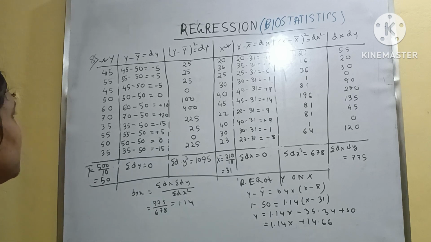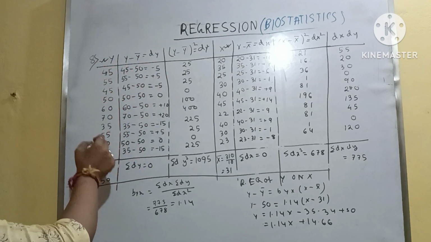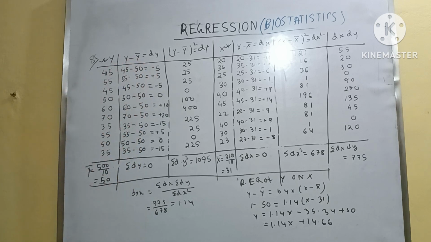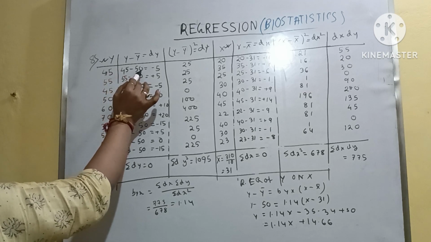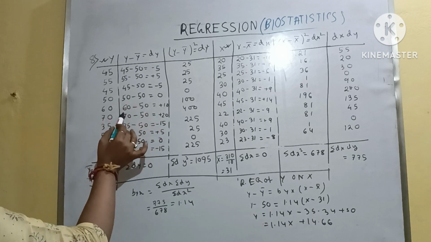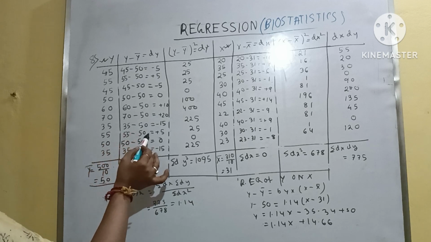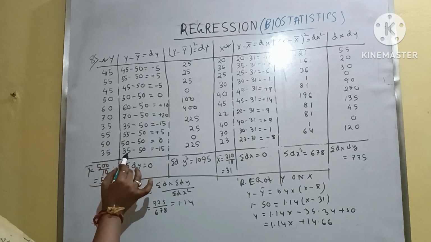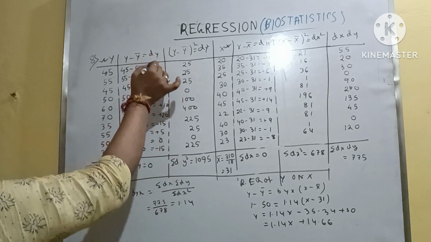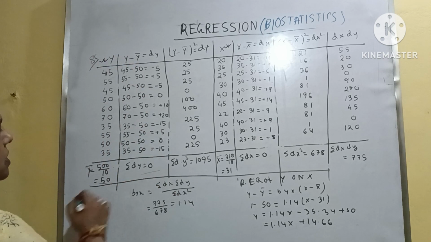Next, summation of dy. How to calculate summation of dy? This is actually y minus y bar. So these are the y values, and you just subtract y bar from the y values. This is 50. So 45 minus 50, 55 minus 50, 45 minus 50, 50 minus 50, 60 minus 50, 70 minus 50, 35 minus 50, 55 minus 50, 50 minus 50, and then 35 minus 50. So we got these values. These are all the dy values, and here the summation of dy is 0.